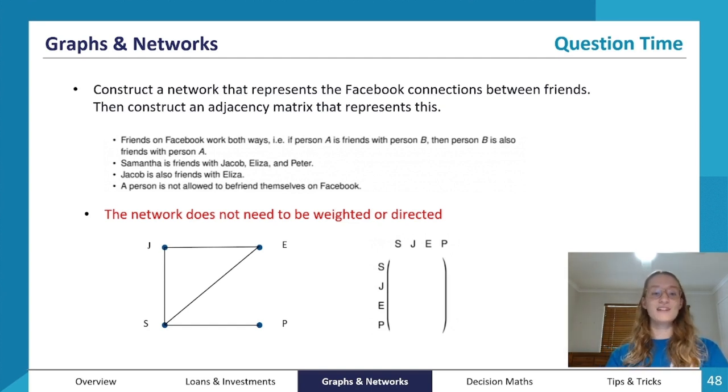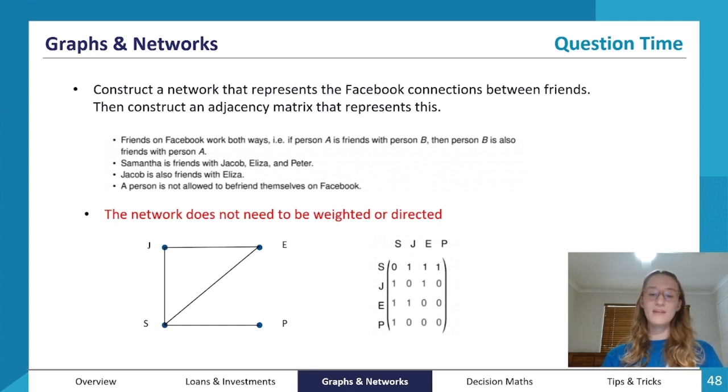And then we're also told to construct an adjacency matrix that represents this. Because it's not a directed graph, we don't need to worry about from and to, because all of these connections are two-way streets because we're talking about Facebook friends. And so that makes it a little bit simpler. And then we also know that it's going to be symmetrical down the leading diagonal. So S to S, 0 connections there because we have no loops. Samantha can't befriend herself. But we also know that Samantha is connected by one connection, because that's the maximum we can have here because you can't be friends multiple times. Samantha is connected to Jacob, Eliza, and Peter.